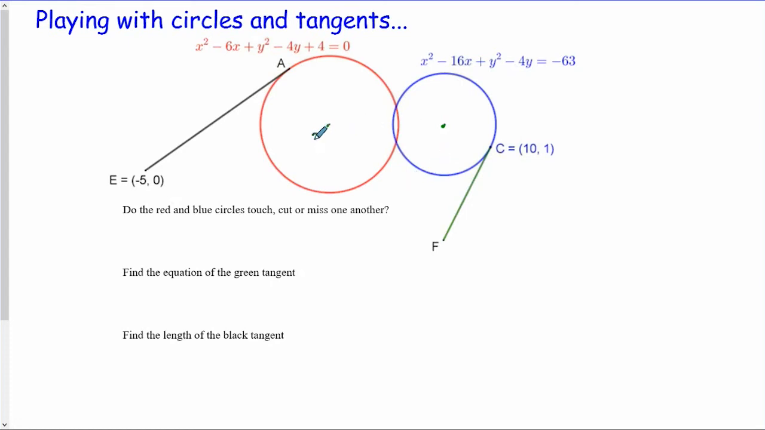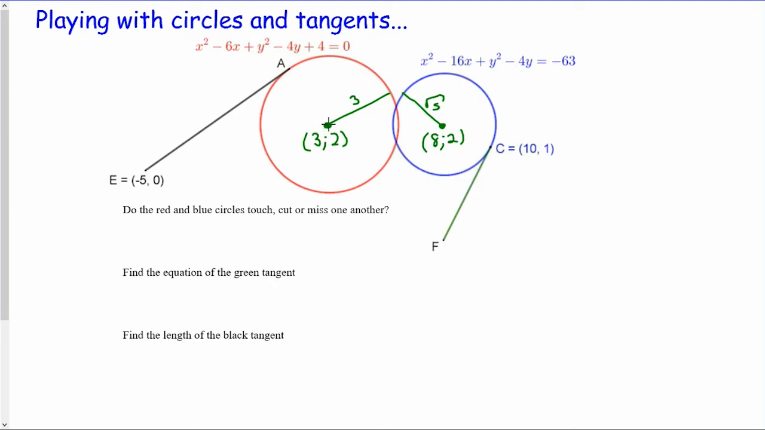This one's got a center of (3, 2), and you might want to pause the video and confirm that. And this one's got a center of (8, 2). This one here has got a radius of square root 5. And this one here has got a radius of the square root of 9, which is 3. Right. Now, if I work out the distance between these 2 points, the straight line distance between these 2 points, I'm just going to bring up my straight line tool.